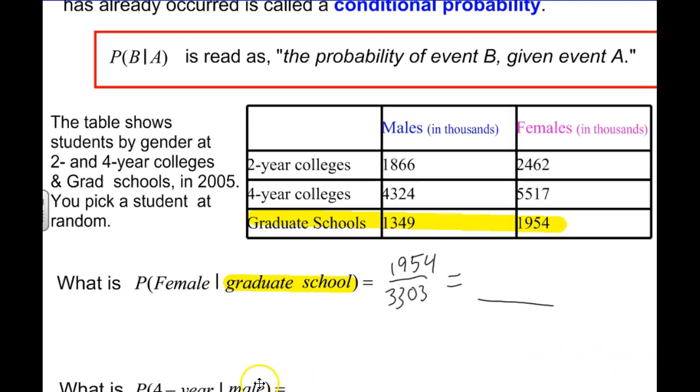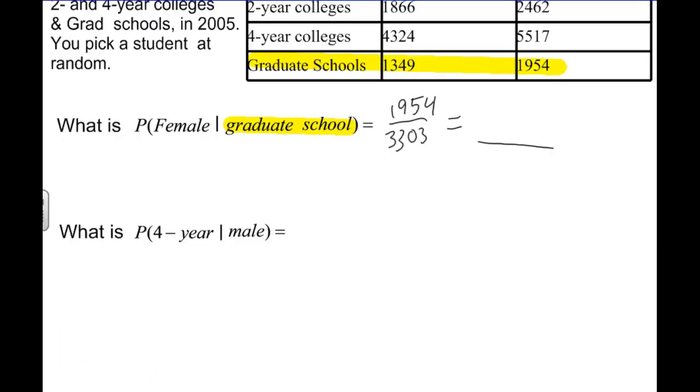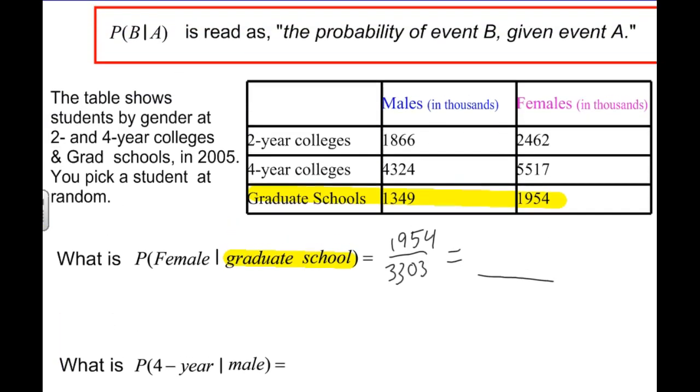And so let's look at another question here. What is the probability that you are 4-year given that you are male? So now we are only talking about the males. So here we're talking about this column of data. We're looking only at these folks. We're not looking at any of the females for this one.